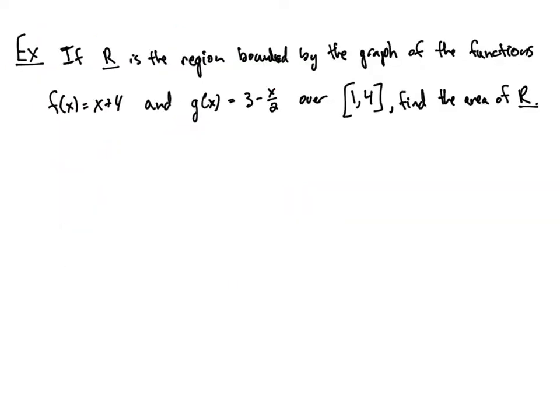So our first example says, if R is the region bounded by the graph of the functions f of x equals x plus 4 and g of x equals 3 minus x over 2, over the interval 1 to 4, find the area of R. In all of these questions, what we're going to want to do is graph the functions and identify the region that we're talking about. Once we can identify the region, then we'll set up the integral and we'll integrate.